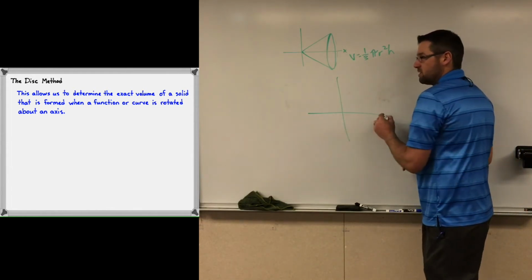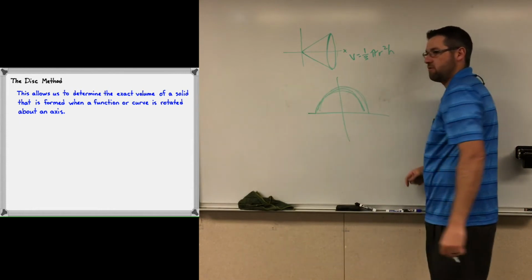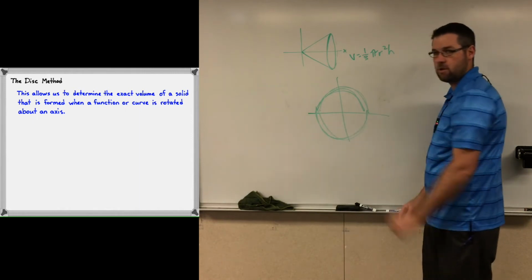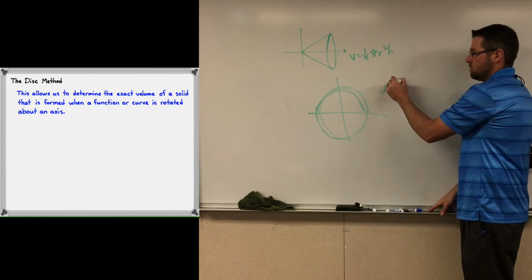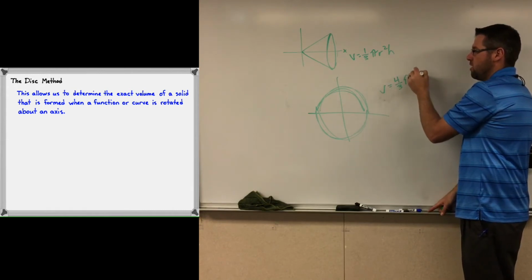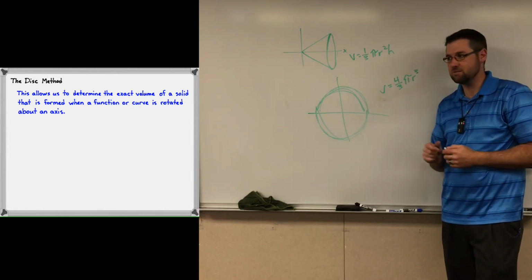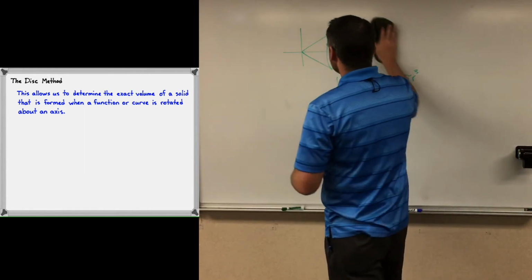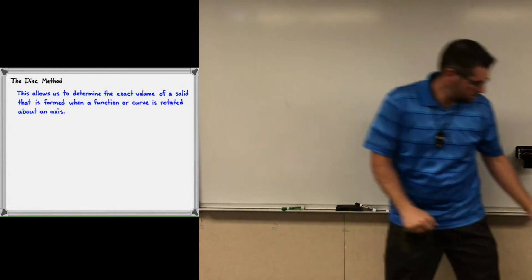Or, how about this one? If I take a circle or a half circle and I revolve it around the x-axis, what do I get? A sphere, right? And so what's the volume of a sphere? 4/3 pi r cubed. So we can prove this by using the disk method, okay? So this is one purpose of it. All right, let's see where we go from here.